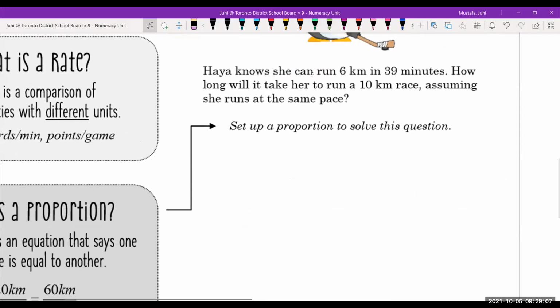It says Haya knows she can run 6 kilometers in 39 minutes. A very real life example. I mean, I don't know if this is realistic. I just kind of made up the numbers. Can you run? I don't think you can run 36 kilometers in that time, can you? I guess. How long will it take her to run a 10-kilometer race, assuming she runs at the same pace?